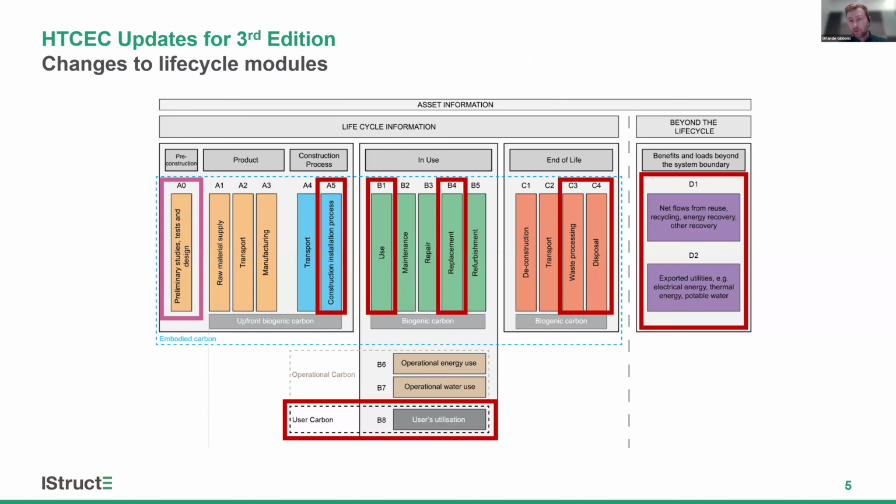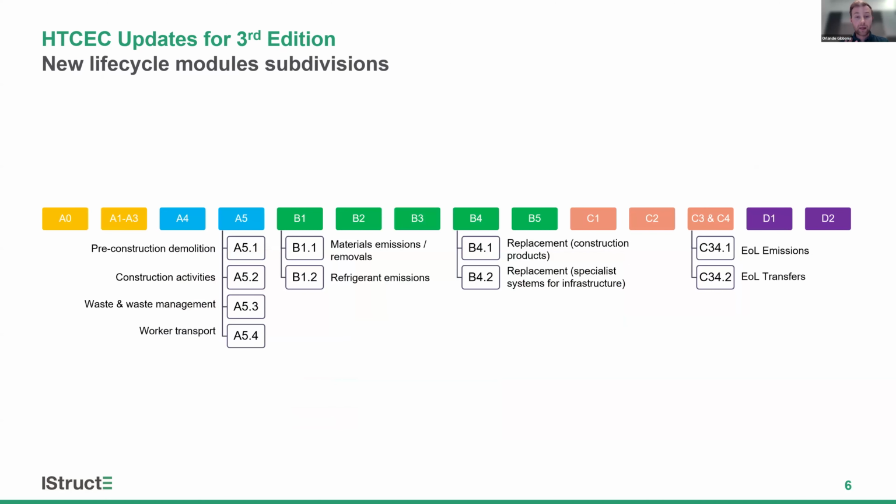So this diagram is the life cycle modules diagram. The ones highlighted in red are the ones that have something changed about them. The one in pink on the left, A0, is a new module in the guide, which for some projects may be negligible, but for other projects, especially infrastructure projects, might be quite significant. This slide just really highlights which ones have now been broken down into multiple sub-modules.